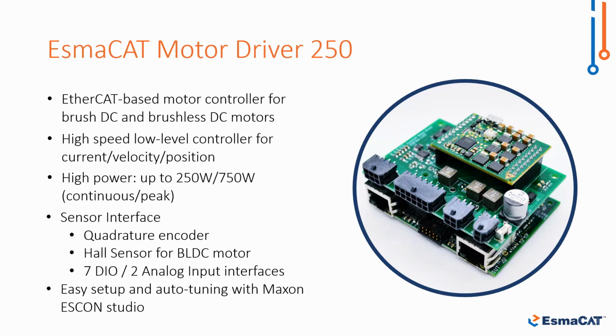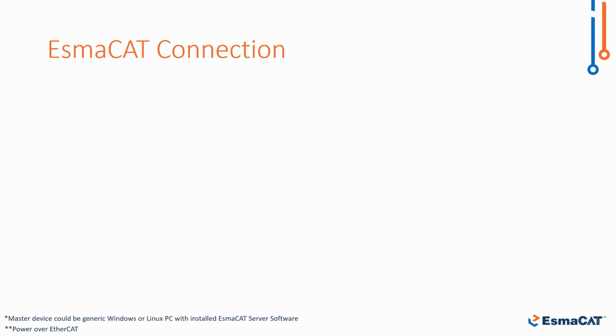The EtherCAT protocol and power over EtherCAT technology allows high-speed communication and flexible connectivity by supporting daisy chain wiring. Any motors can be easily set up and auto-tuned by the Maxon ESCON Studio. EsmaCAT is the ideal motor control solution for both novice and expert robotics engineers due to its easy programmable master software and hardware setup. Here, we would like to demonstrate motor position control with the EsmaCAT Motor Driver 250. Now, let's get it started.